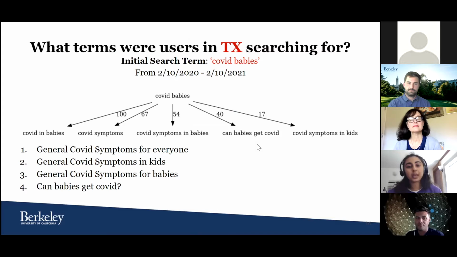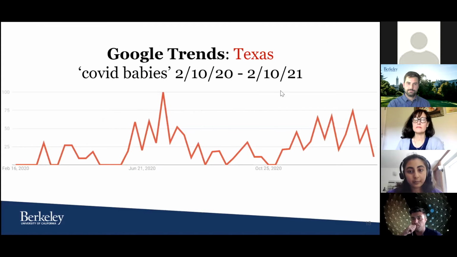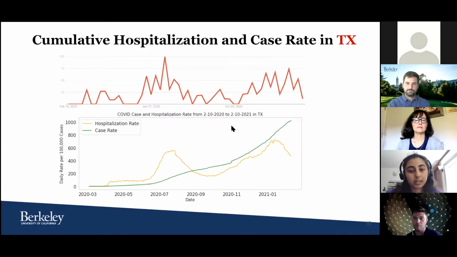And we found that Google search users in Texas were having a more narrow search for COVID and babies. They were really just looking at general COVID symptoms for kids and babies, and were more concerned about children and babies in general as compared to COVID symptoms for everybody. And here's the Google Trends interest over time for that search term, COVID and babies.